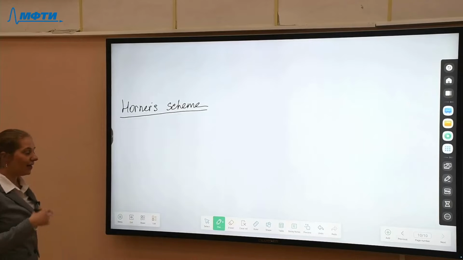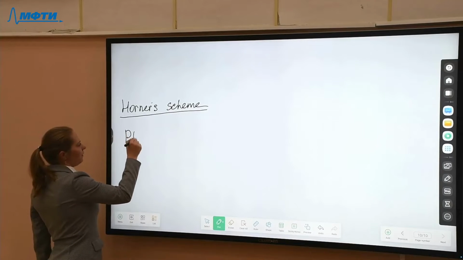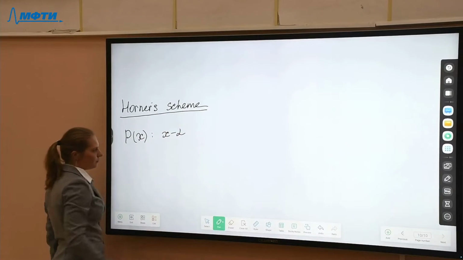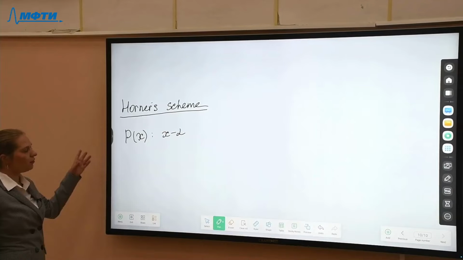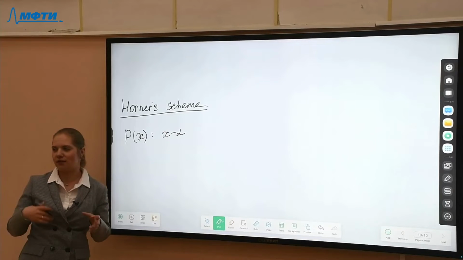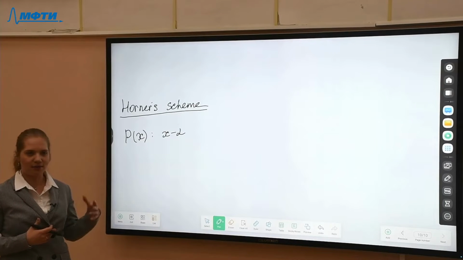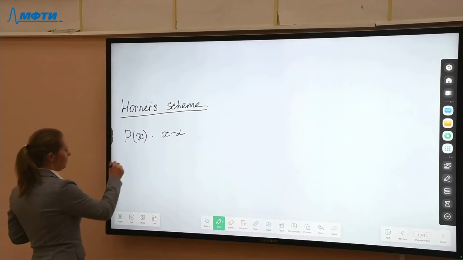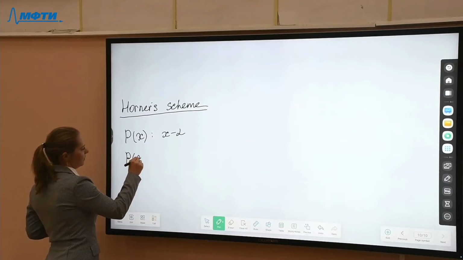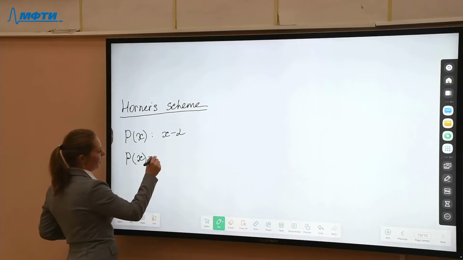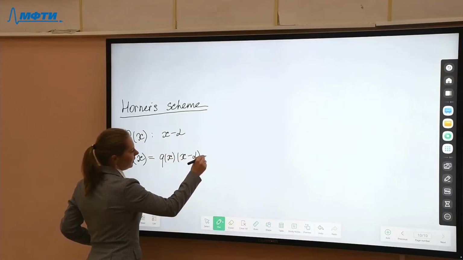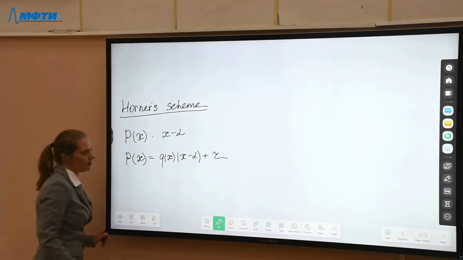The idea is the following. Again, we need to divide p of x by x minus alpha. By the way, using this algorithm, we can find not only the remainder, but also a quotient. So let's say that p of x, again, is q of x times x minus alpha plus the remainder r.